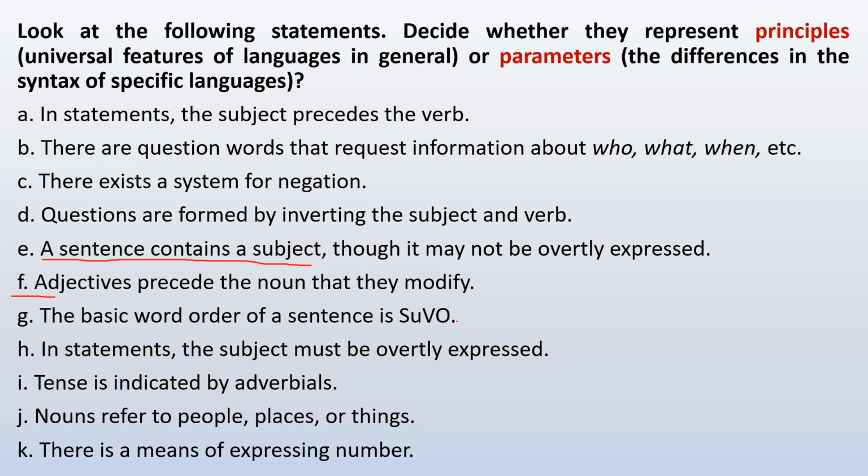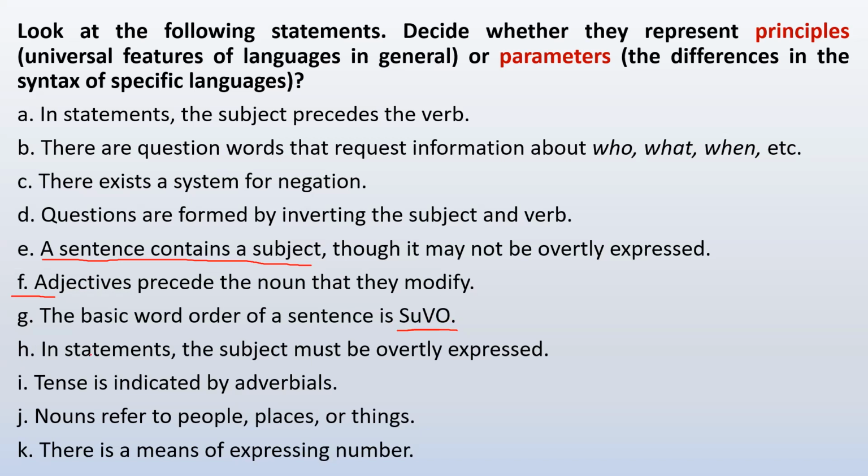What do you think? The basic word order, subject, verb, object. The parameter, principle. Do you find this word order in any language? In all the languages? SVO? No. What do you think about Sinhala or Tamil? You find the same? No, this is specific to English only. That can be a parameter then. The parameter, right?